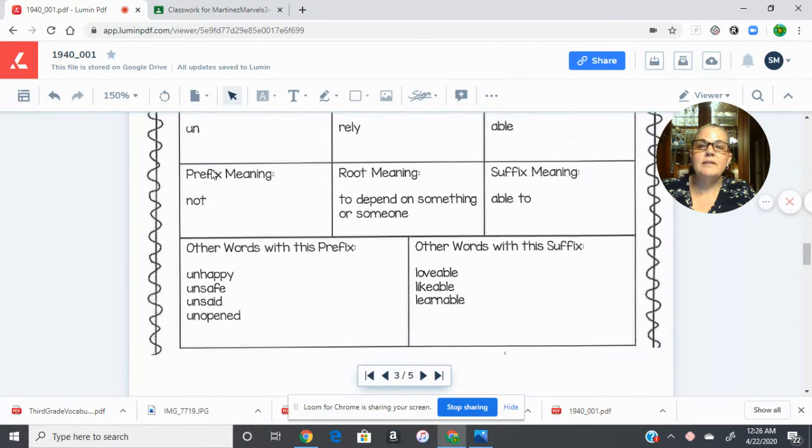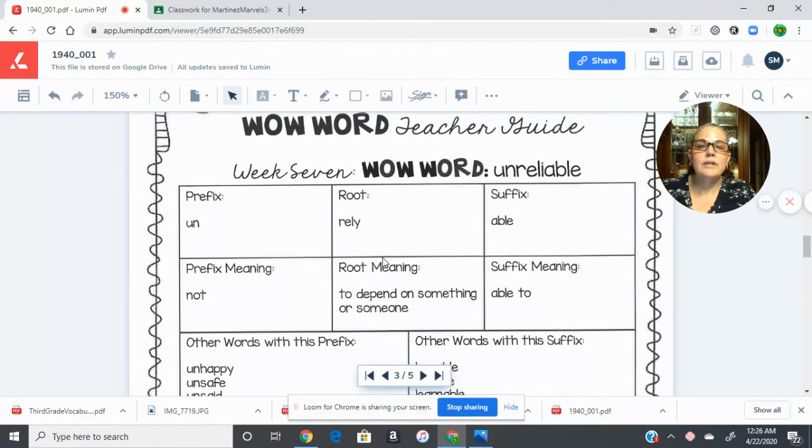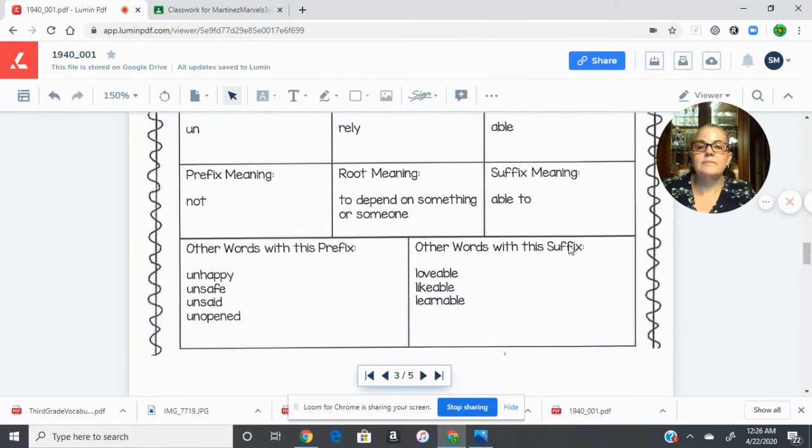The prefix un means not. The root word meaning of the word rely is to depend on something or someone. So you're depending on them, you rely on them. And then able means able to. So the word unreliable means not able to rely on someone, depend on someone.